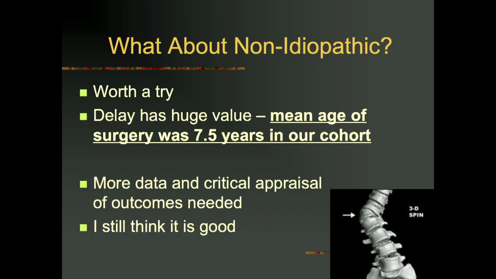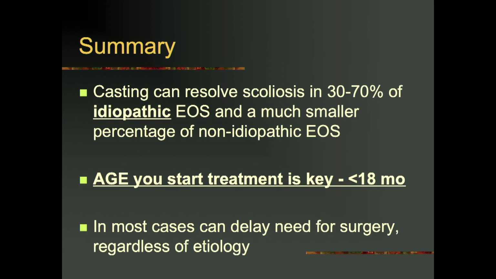I still think that groups like the PSSG with their huge numbers can do some really good work to better delineate which specific non-idiopathic etiologies are best suited for casting, but it's an option and you can buy some time. So casting can resolve scoliosis in somewhere between 30 and 70% of kids with idiopathic EOS and a much smaller proportion of the non-idiopathic kids. Start treatment early. Less than 18 months has dramatically better results than the older kids, and in most cases it can at the very least delay the need for surgery.